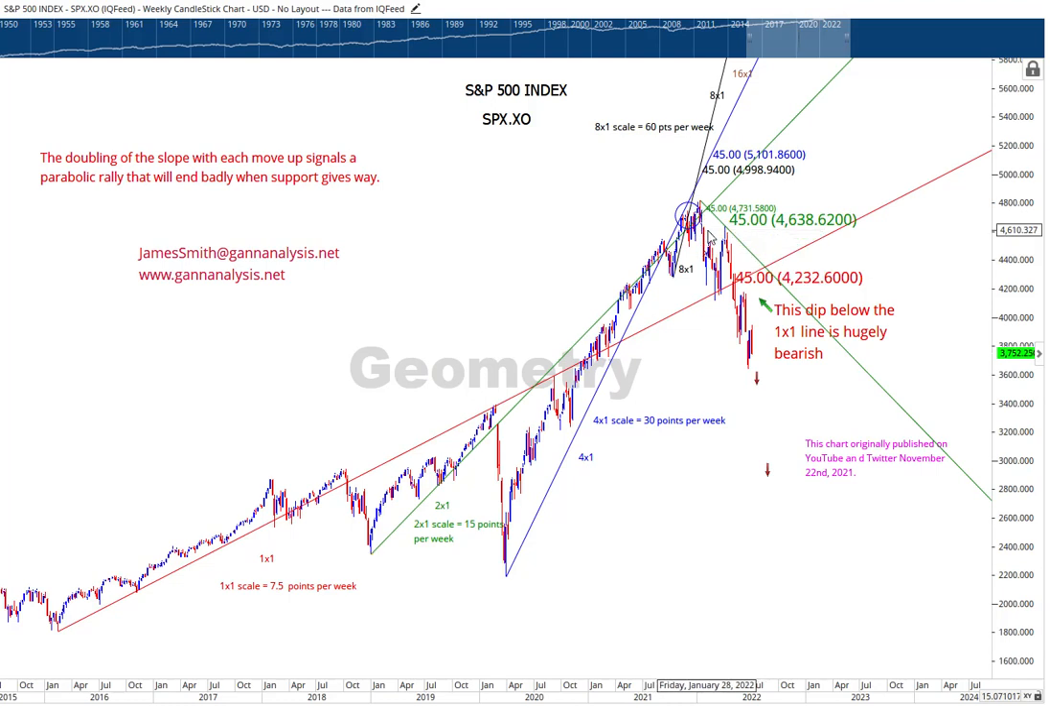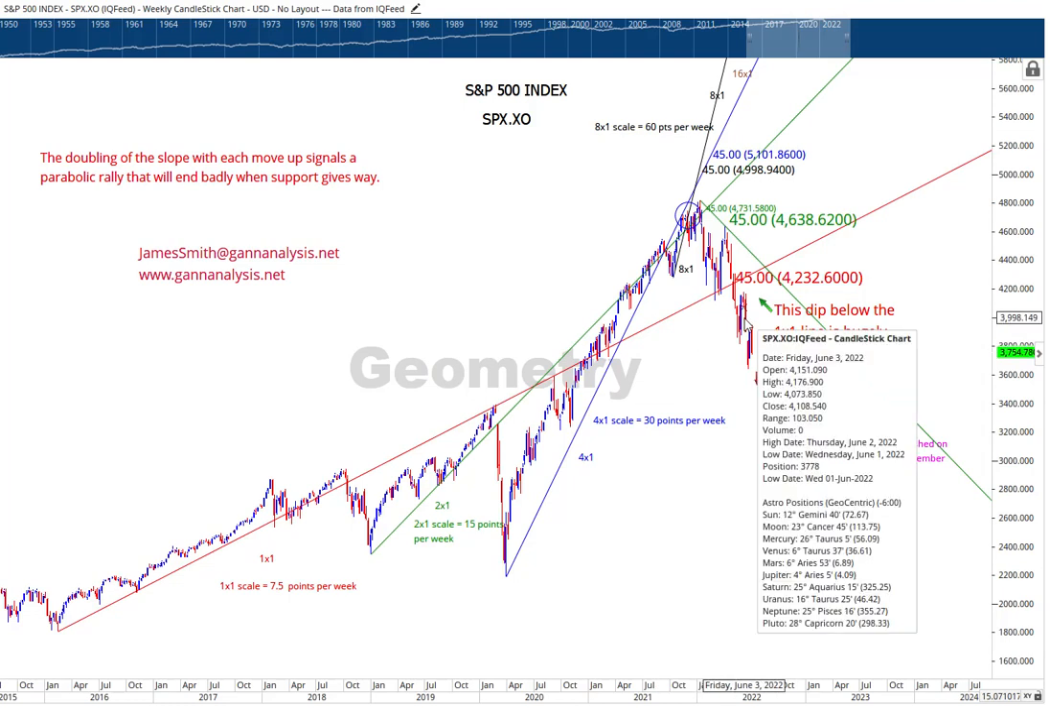People are going to doubt this now, but if they have any interest, you can go look on LinkedIn, look on Twitter and YouTube. I posted this thing on November 22nd, 2021, and now I'm just updating it for you, showing you that the 2x1 down gave you the lower high. And trust me, there are some great charts I want to show you. This is not the most interesting chart. I have some incredible charts that will blow your mind.